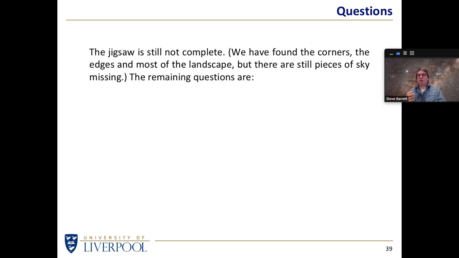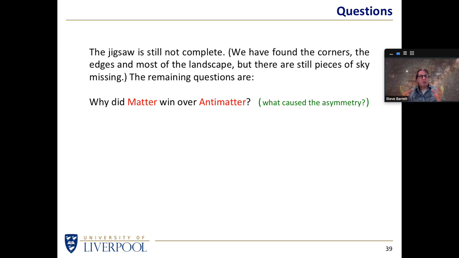So yes, there are still some problems. The jigsaw is not complete, and the main outstanding questions are: why did matter win over antimatter? We are eternally grateful that it did, because if they stayed in balance, the universe would be full of radiation and there would be no matter left over once all of the matter had annihilated with an equal and opposite amount of antimatter. So what actually nudged the asymmetry? What actually pushed it in the direction of the imbalance? And why is the imbalance 1 part in a billion rather than any other number?